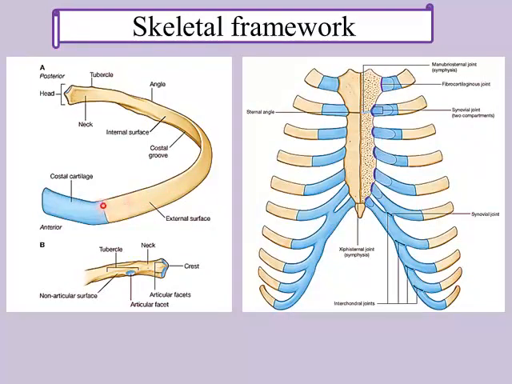Then, this anterior end is cup-shaped to allow the lodging of the costal cartilage. This is the costal cartilage of the rib.